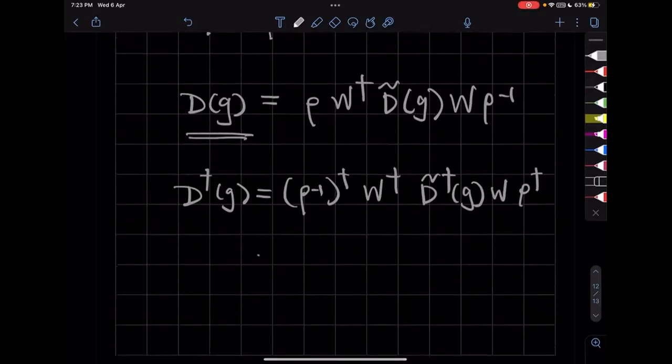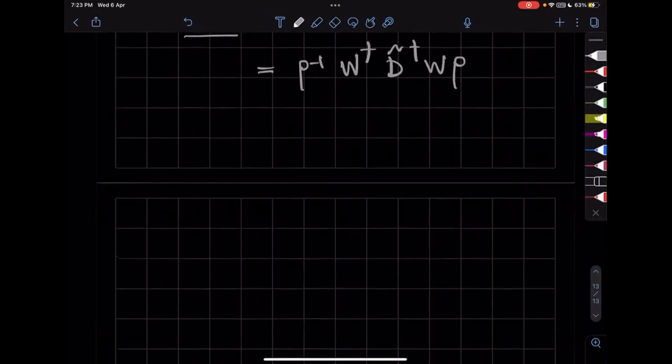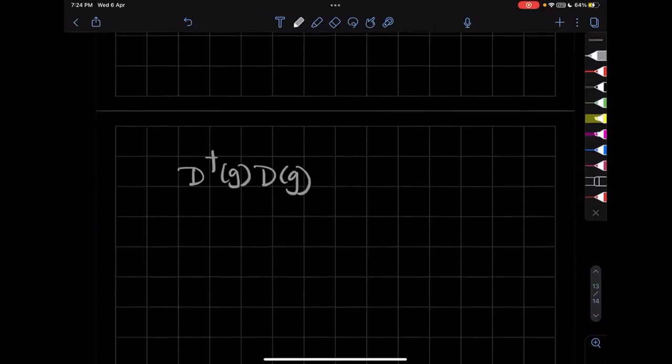Okay? But we know that rho is a Hermitian matrix, right? Because it's a diagonal version of H. Therefore, we can drop that dagger and get W dagger, D tilde dagger, W rho. So this is the expression for D dagger, and this is D. And now let us compute D dagger of G and D of G. And this is just now a very boring thing, but let's do that.